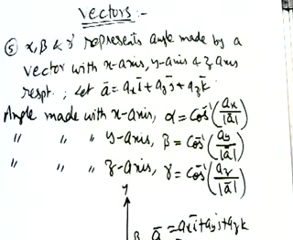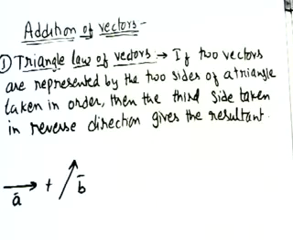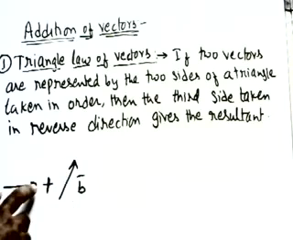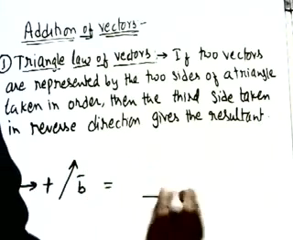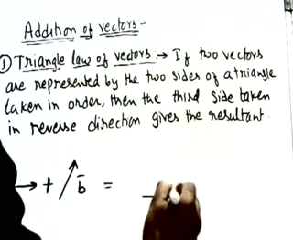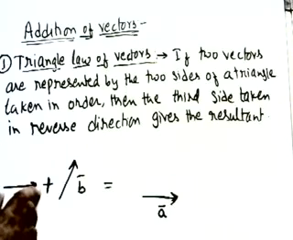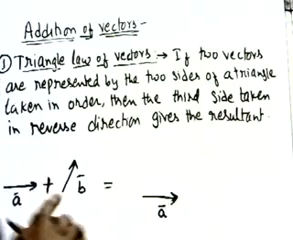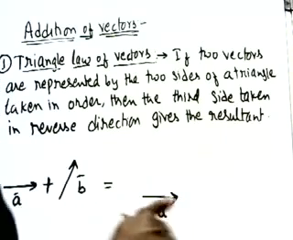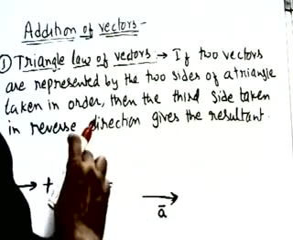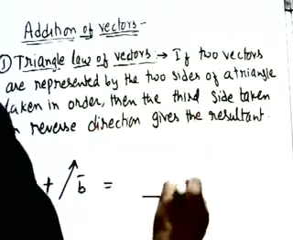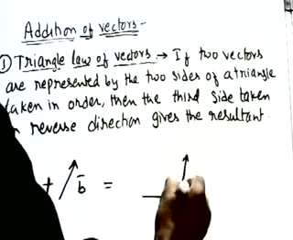Now for the addition of vectors, we have three laws. Watch carefully. Suppose we have to add two vectors. How to add? First, let me draw vector A with its magnitude and direction. Magnitude means, suppose, length. Now you join the tail of vector B to the head of vector A, with the same direction and magnitude. Suppose this is vector B.